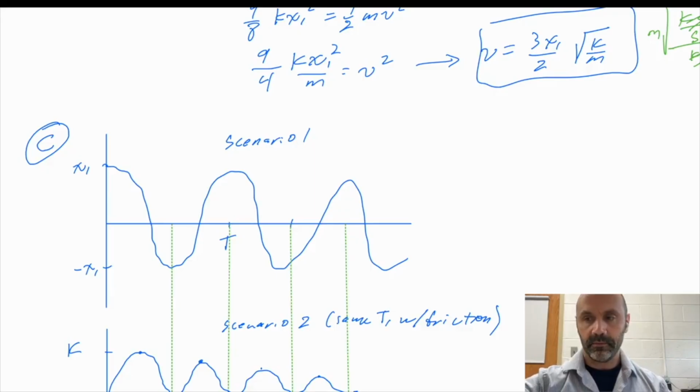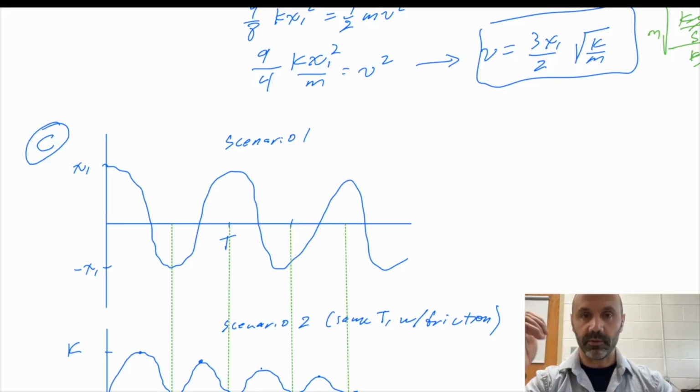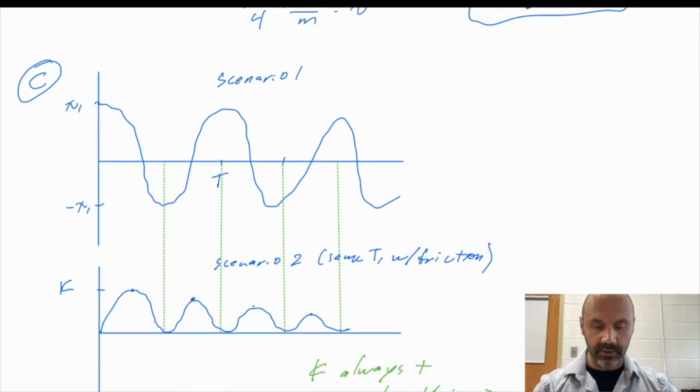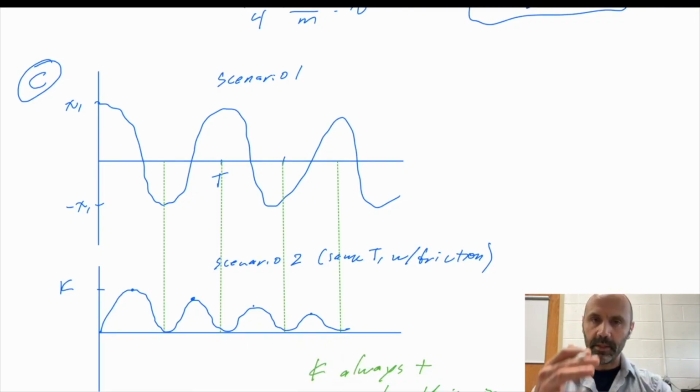They give you the graph in scenario one, where it's just oscillating back and forth on a frictionless surface. And then scenario two, it's on a new surface where there is friction, but they tell you that the period's the same. So we want to take note of that. And again, if I'm doing this, I want to see these two graphs, one right above the other, so I can line them up.